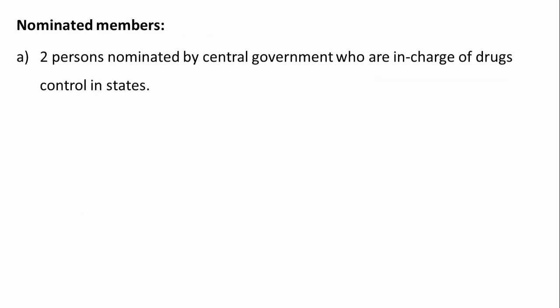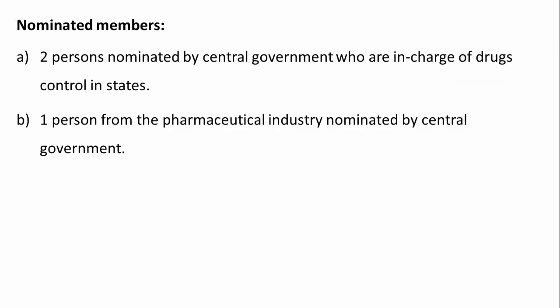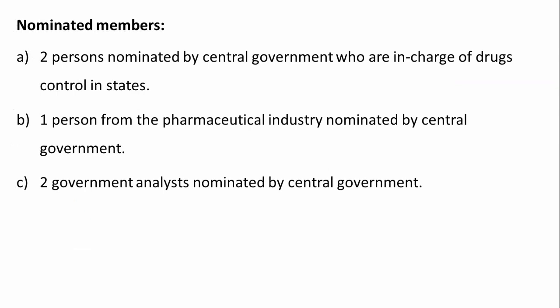Then second, nominated members. In the nominated members, just remember 2, 1, 2. 2 persons nominated by central government who are in charge of drug controls in state. Second, 1 person from the pharmaceutical industry nominated by central government, and 2 government analysts nominated by central government. All these three members are nominated by central government only. You have to just remember 2, 1, 2.